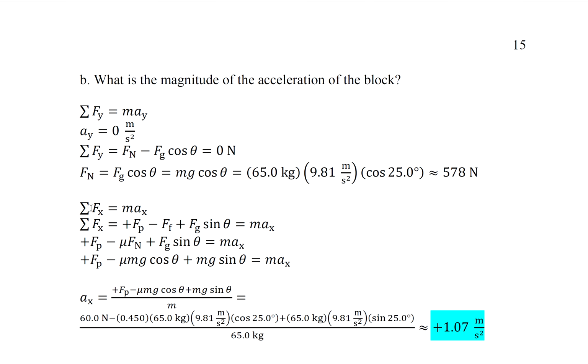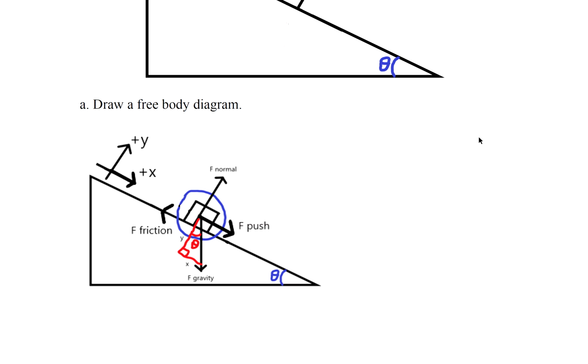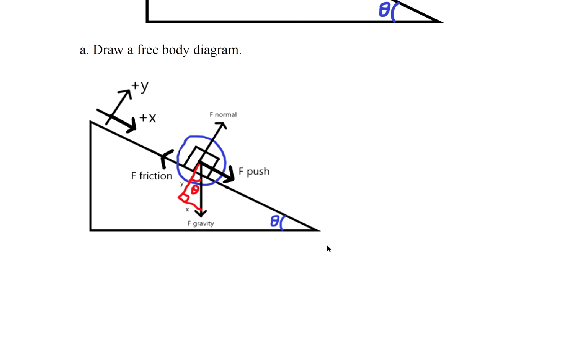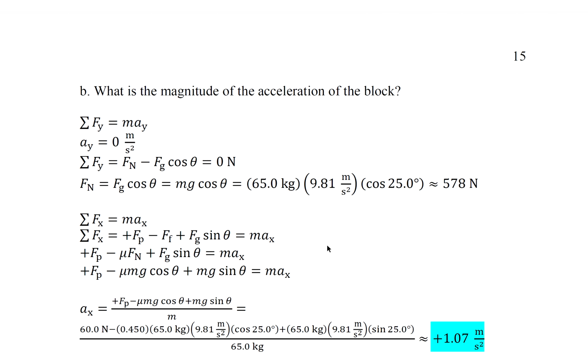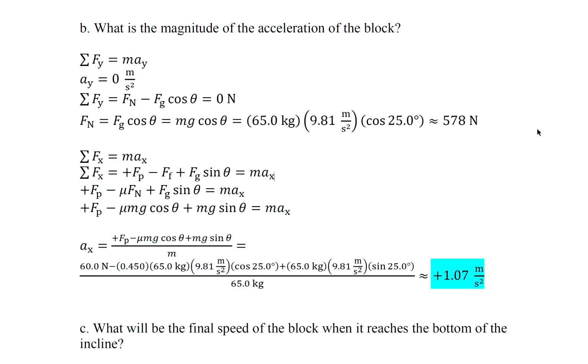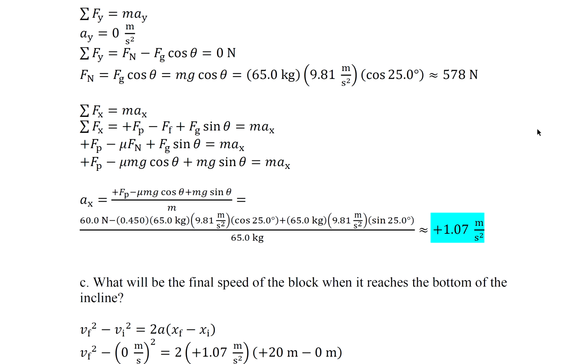Now sigma F sub x equals ma sub x. What forces do we have in the x-axis, horizontal axis? It's force of push minus force of friction plus force of gravity sine theta. That's how we get this equation. Solve for a sub x. We know force of friction is mu force normal.